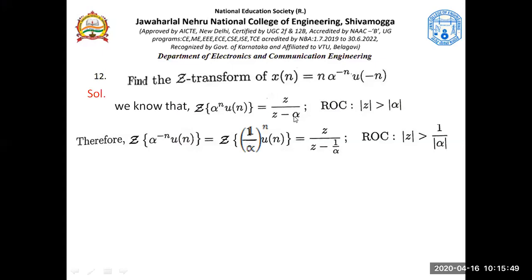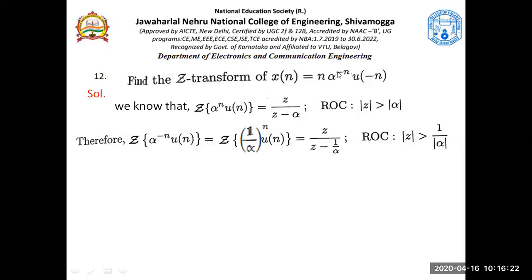So how would this z transform look like? This z transform would now look like z by z minus 1 by alpha. Everybody is okay with this? Quite a simple step, provided you know which basic signal we are starting from. We are starting from a basic signal alpha power n u of n, which is a positive time exponential. Once we have the z transform of that, and the ROC of that, let's go one step ahead to reach this particular signal.